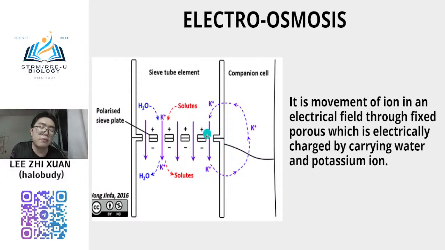And then when the potassium ions have passed through, the solute molecules and the water molecules will automatically also pass through, so that electro-osmosis will occur.